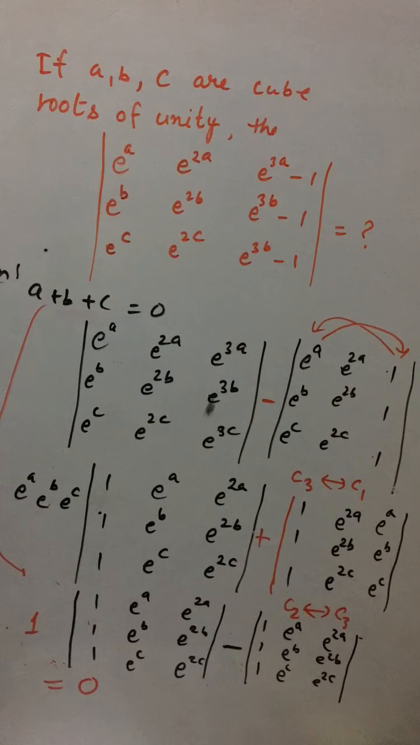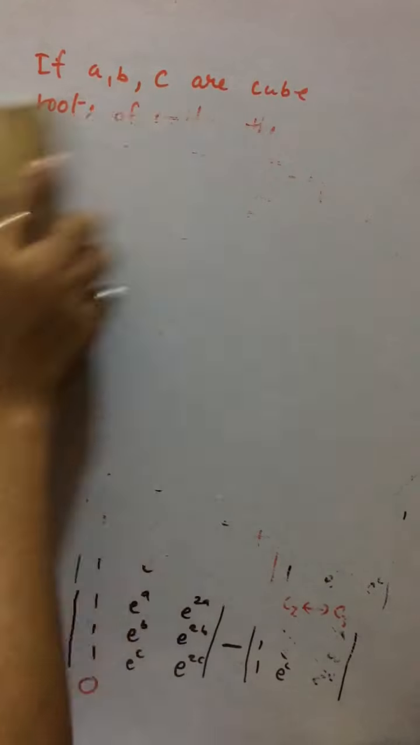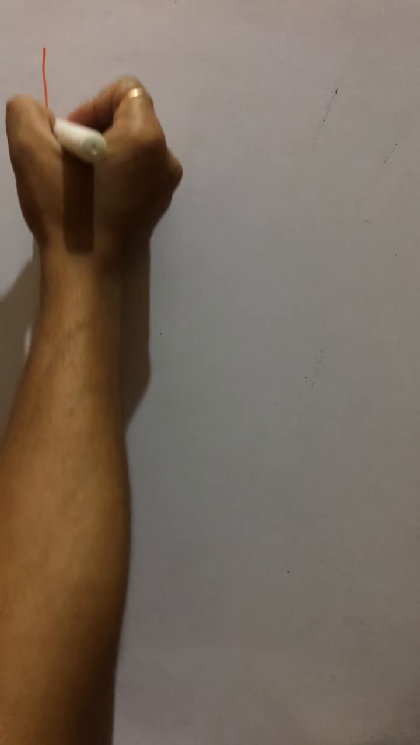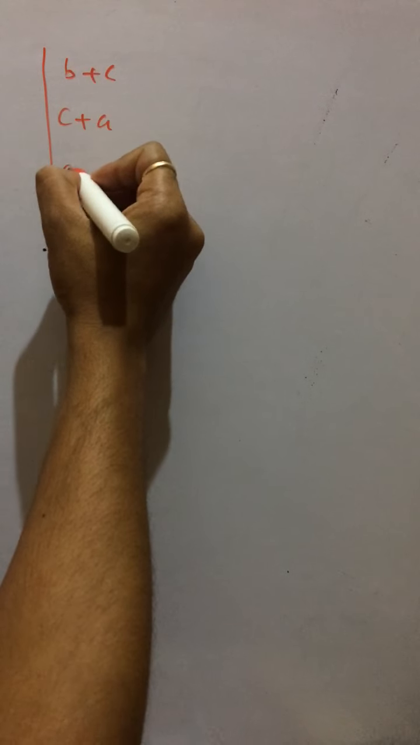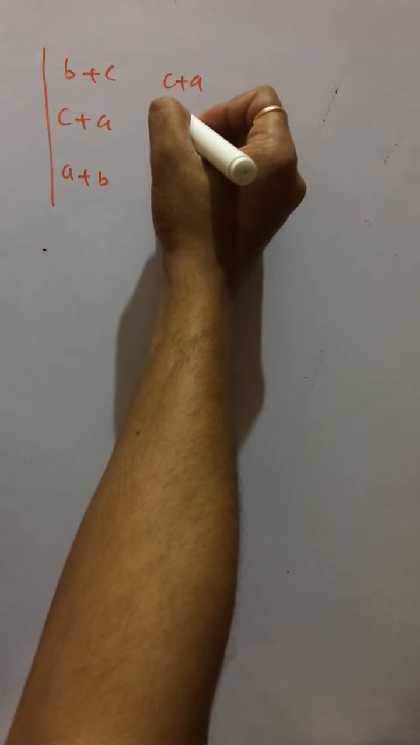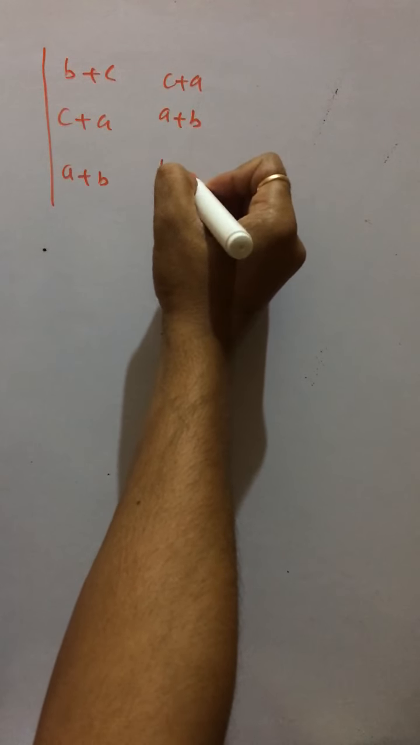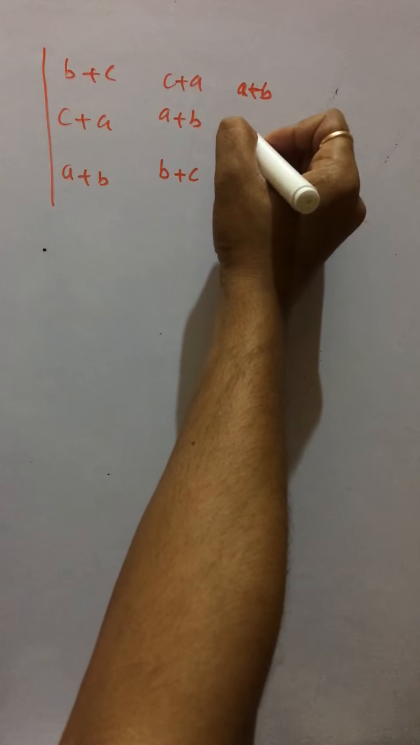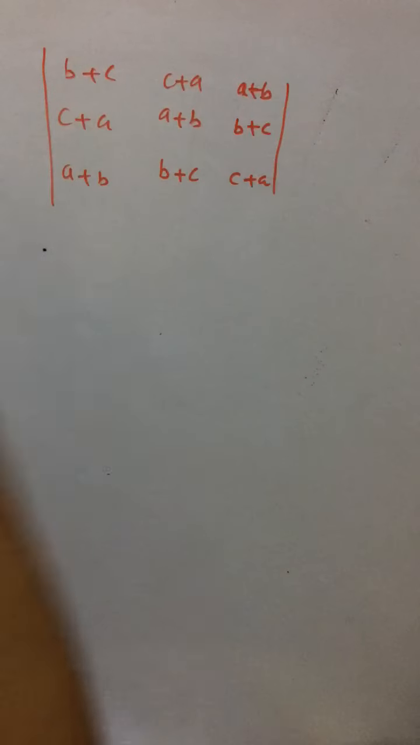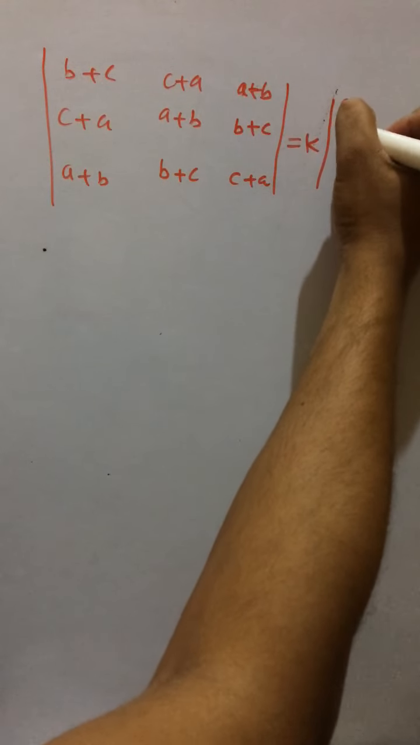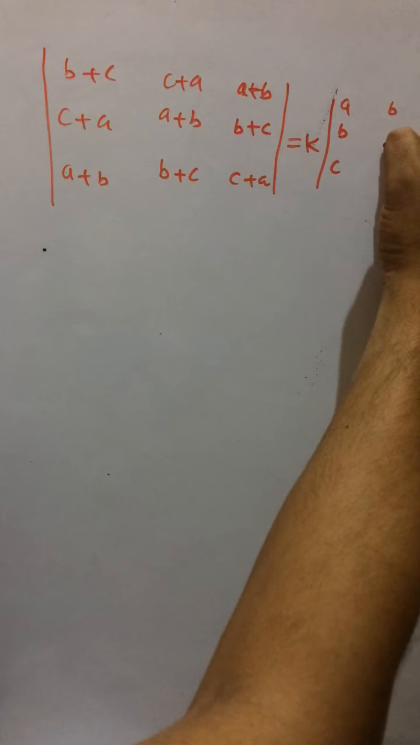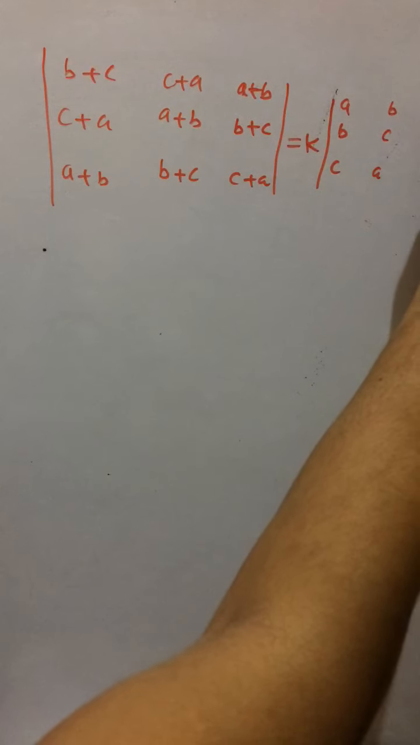Okay, let's move to the next question. Here we have another question, and the question is: find the value of this determinant, b plus c, c plus a, a plus b; c plus a, a plus b, b plus c; a plus b, b plus c, c plus a; and it is equal to K times the determinant with a, b, c in the first column, b, c, a in the second column, c, a, b in the third column.